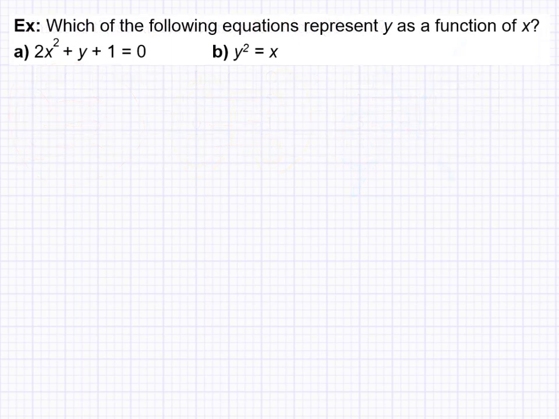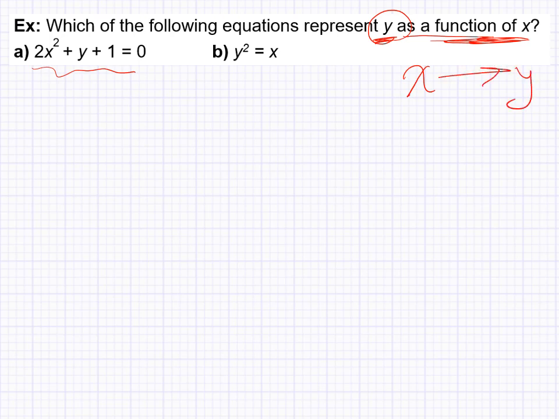So let's look at a couple of equations and determine whether or not we have a function. So first, this equation. Could we determine whether or not this equation represents y as a function of x? And when you see this wording, it's extremely important. Y as a function of x, meaning y came from x. So x was the starting input and y was the output. Okay? That means y came from x. Y was a function of x.